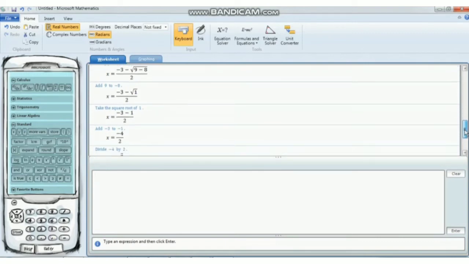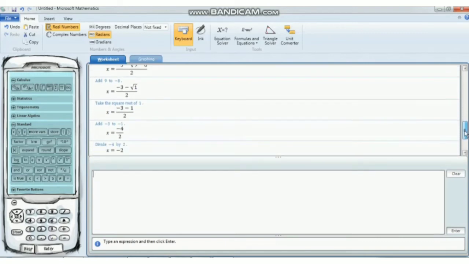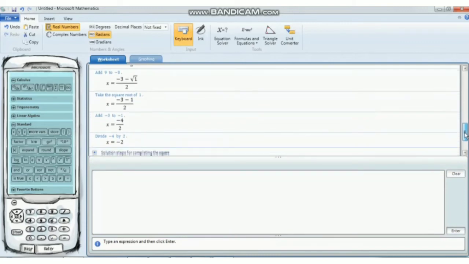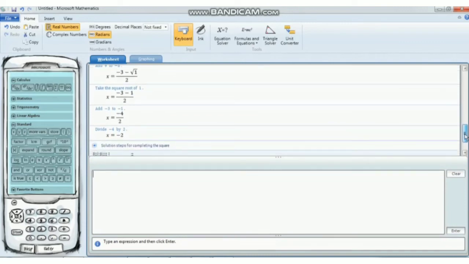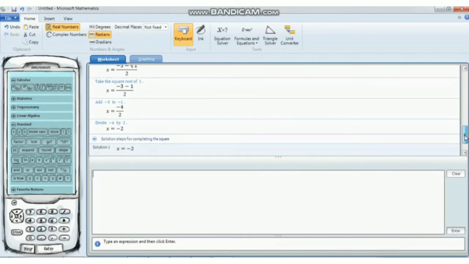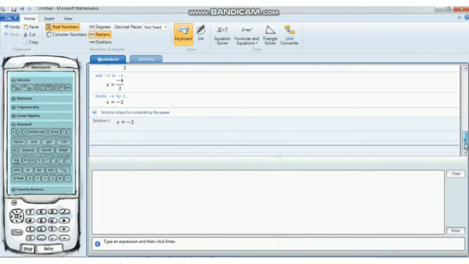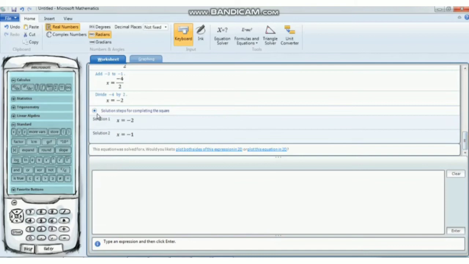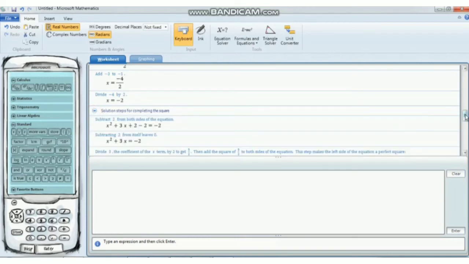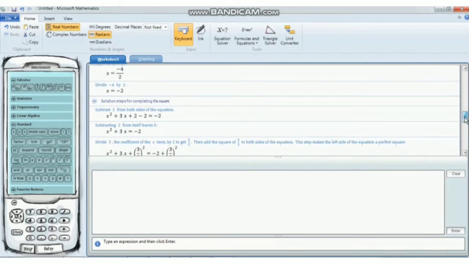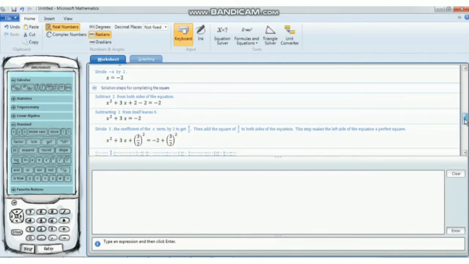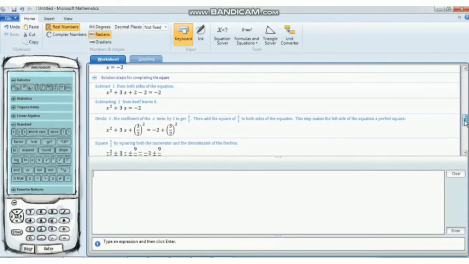The step is written down one by one. And then the second is the solution step for completing the square. We can take a look. It will display the other solution, the other step to know the solution of the quadratic equation.